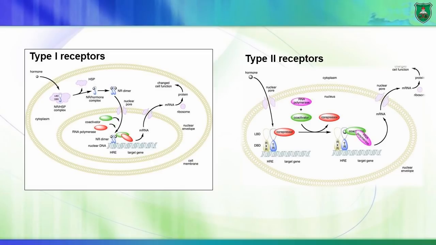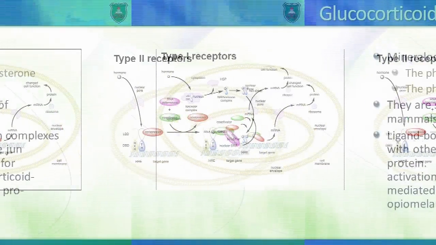of gene expression. Now, type 2 receptors are actually nuclear, and some of them are bound to the DNA, except that they are bound with co-repressors. When the hormone goes into the nucleus, the co-repressors are released, and you have binding of the receptor with co-activators, and then you have control of gene expression.